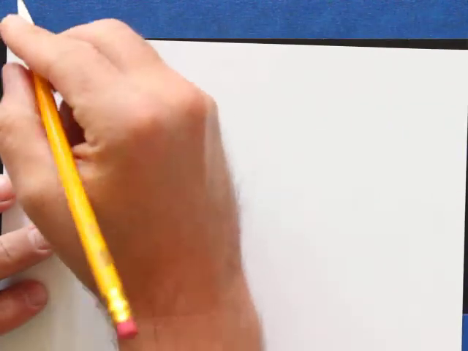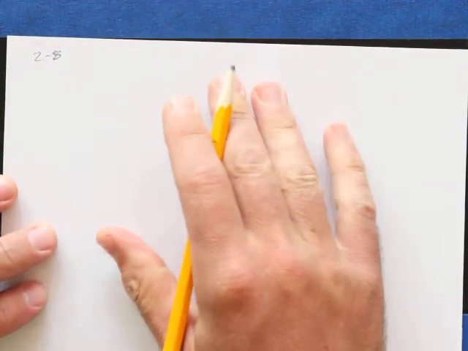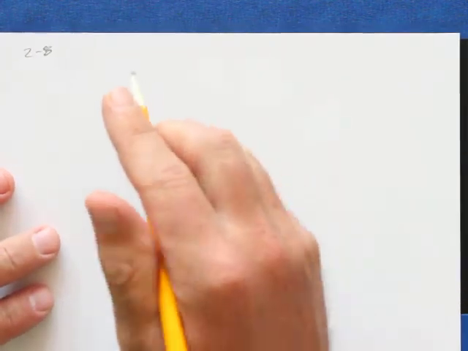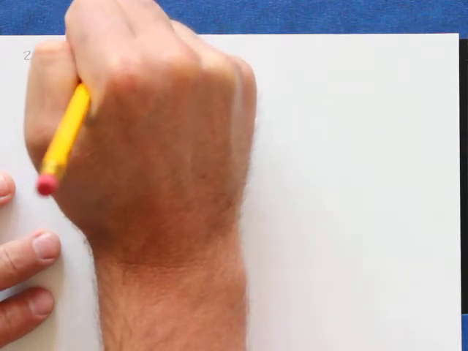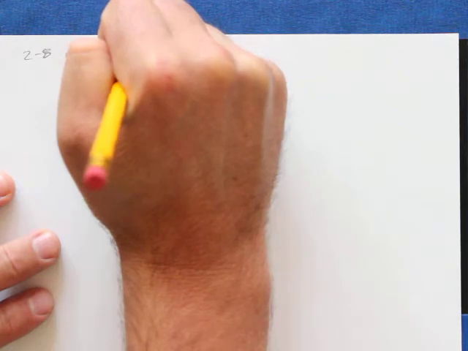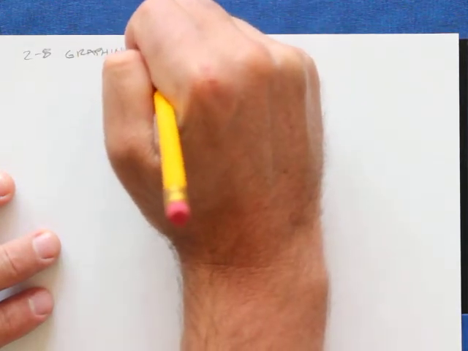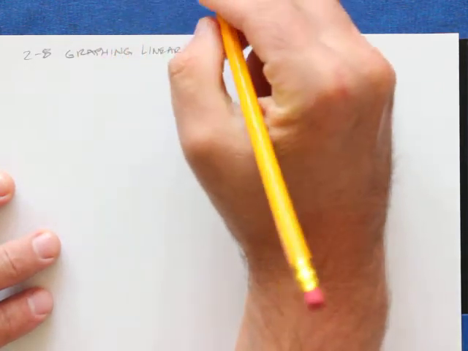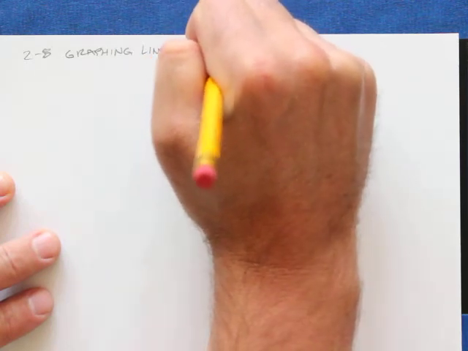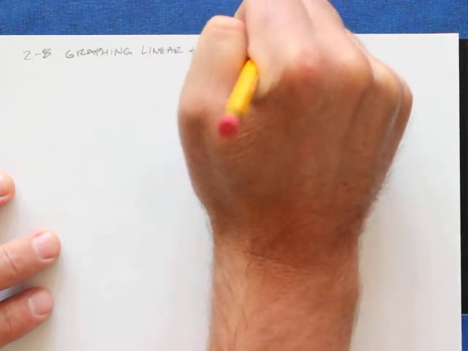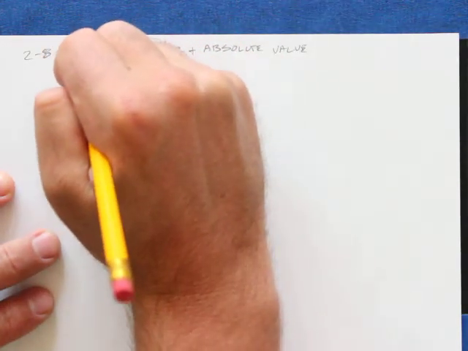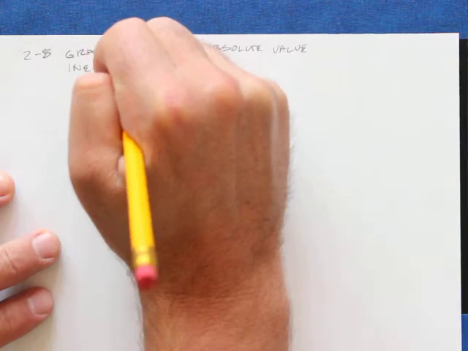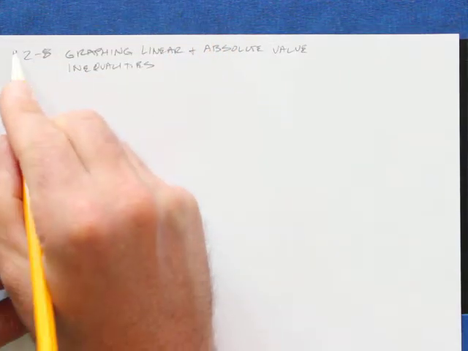Algebra 2, 2-8. Graphing linear and absolute value inequalities. Yes, inequalities. We get to graph inequalities? That sounds awesome. Graphing linear and absolute value inequalities. Huzzah.